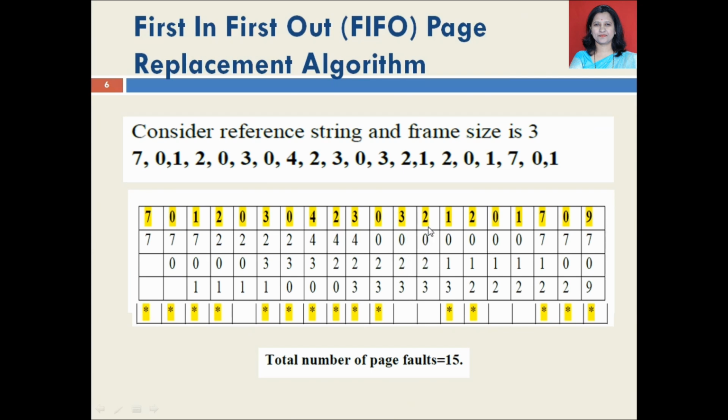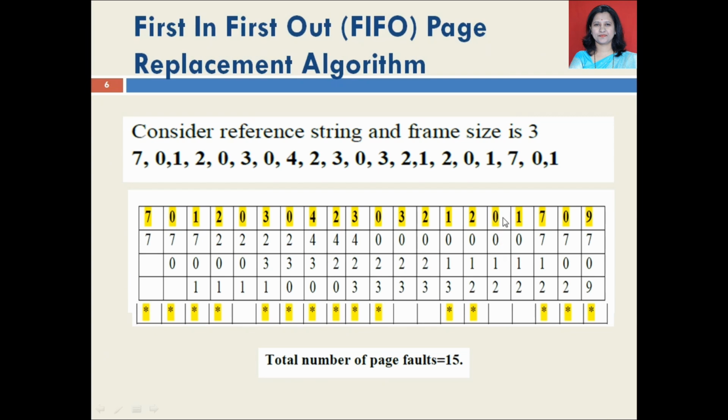Now next we have to place the 2. 2 is already there, so there will be no page fault. To place the 1, the oldest among these will again be 2. So 2 will get replaced and 1 will get placed over there. It will become 0, 1 and 3. Now next is the 2. To place the 2, we will replace the 3. So it will become 0, 1, 2.